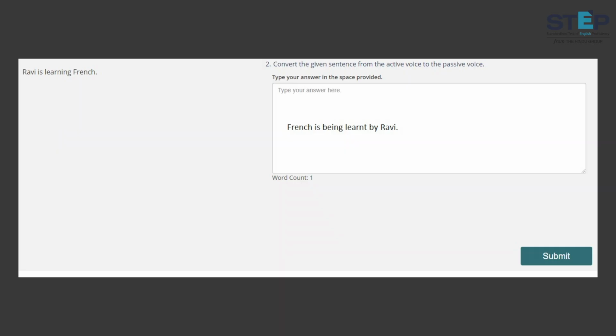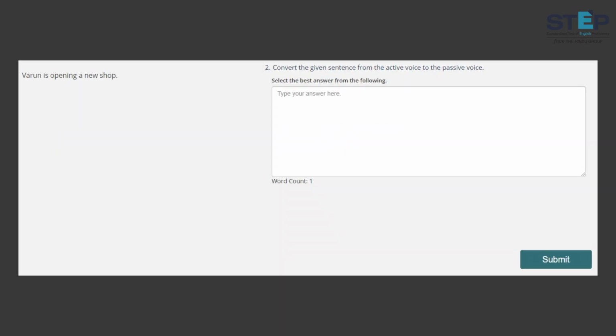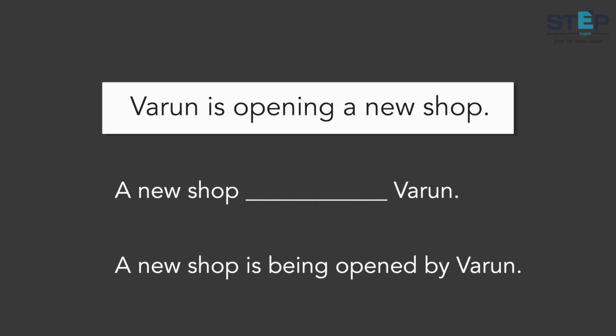Now the third question. This question also asked you to convert the active voice into the passive voice for the sentence, Varun is opening a new shop. We need to first move the person or thing that receives the action to the subject position, that is, to the starting of the sentence. So we have a new shop in the subject position. Next, let's move the person or thing that performs the action to the end of the sentence. So we have Varun at the end of the sentence. Let's add the preposition by before Varun.